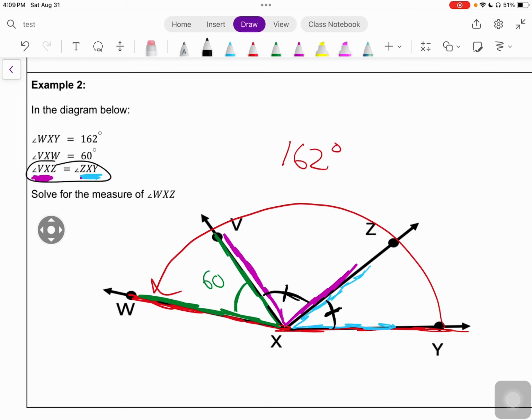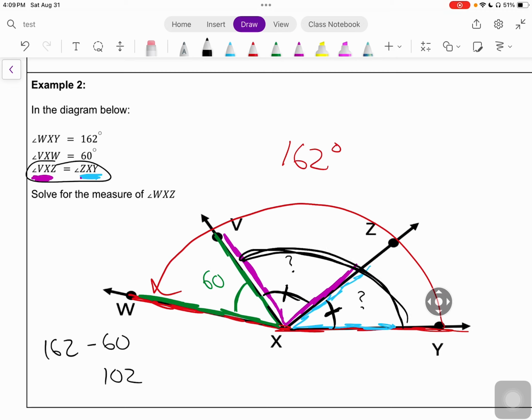And what we're going to do here is, if we know that these are the same, right, the whole thing is 162. What I'm going to do is subtract the 60. So I would do 162 minus 60, and then I would get 102. And now again, what that means is these two make up 102 degrees. So if they make up 102 degrees together and they have to be the same, you just divide them by 2, and we get 51 degrees each. Okay. Now, if that wasn't complicated enough, we have one more wrinkle in this question. We are not actually looking for that 51 degrees that these two angles are. We are looking for the angle WXZ.